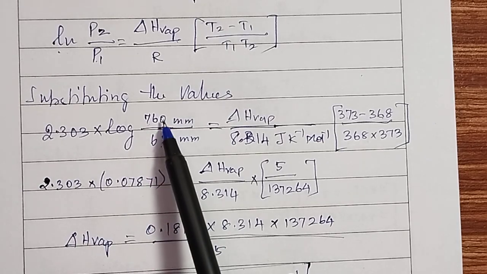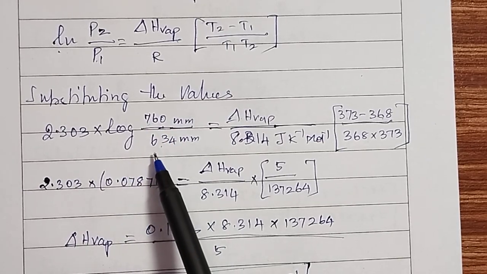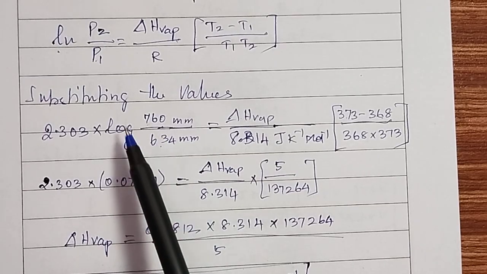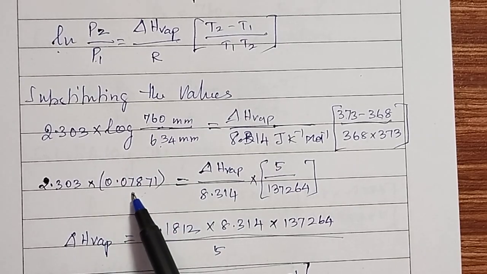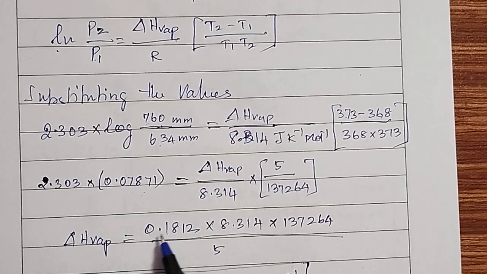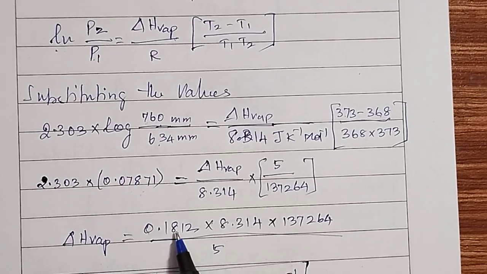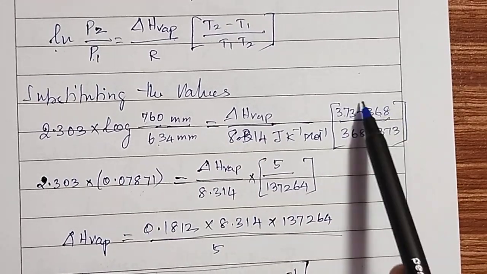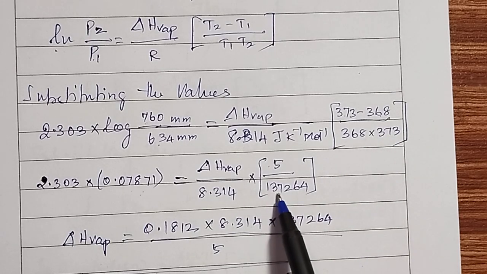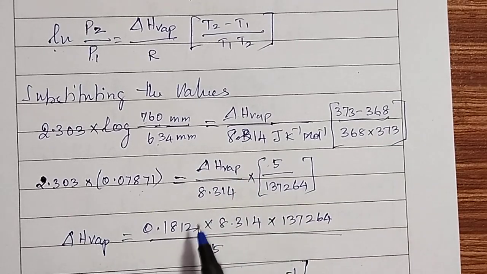We get 760 divided by 634, and we get this value, and taking log on that value we get this value, and multiplying by 2.303, we get 0.182, and this is the value that comes here. When you minus this, you get 5, and when you multiply, we get 137.264, and we have all of these things here.